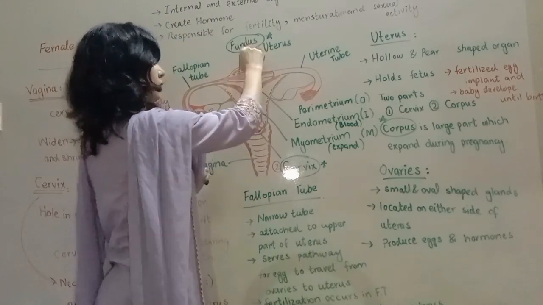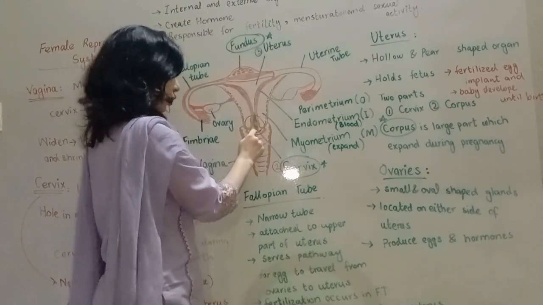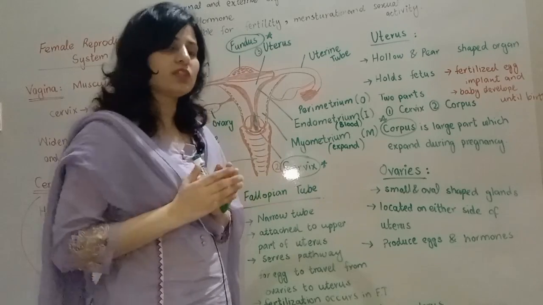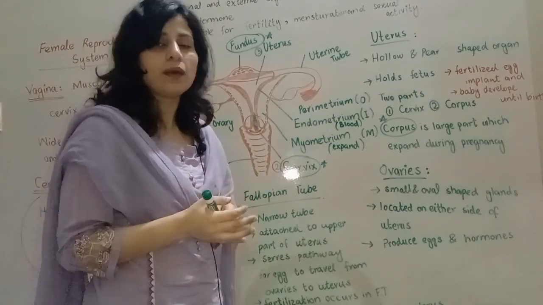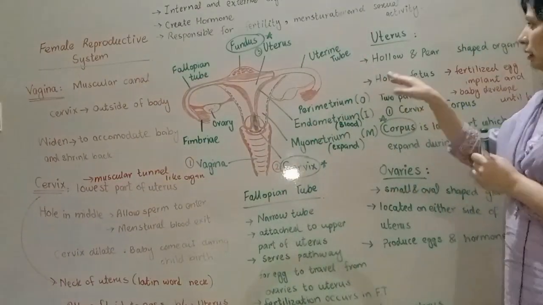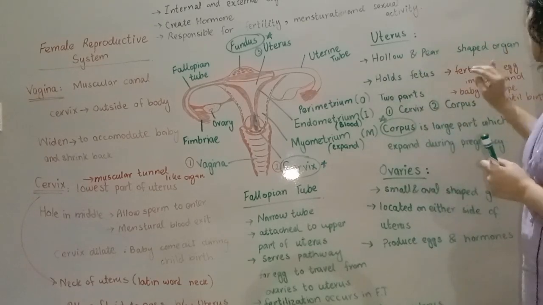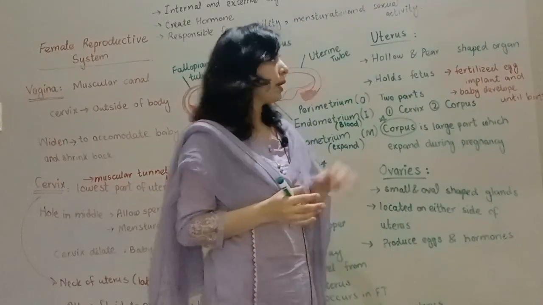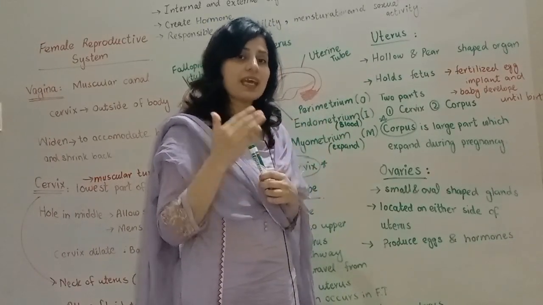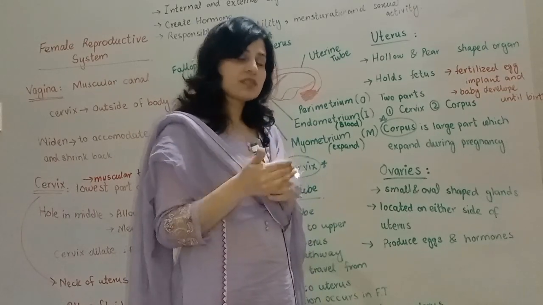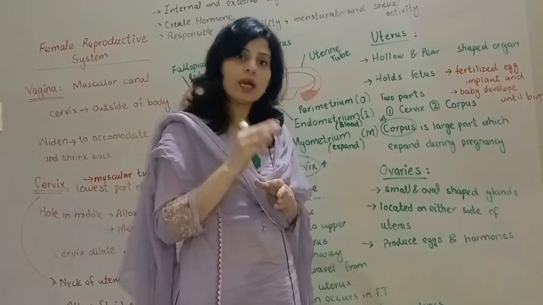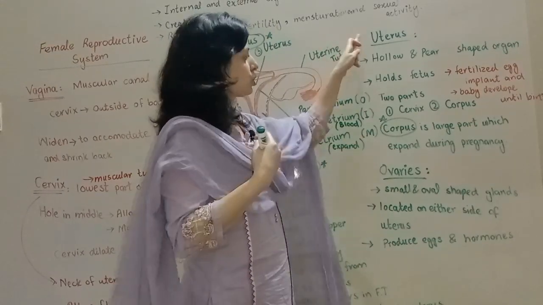This is the uppermost section of the uterus, the fundus. This is the lowest section, the cervix, and the corpus is the largest part, or the main body, of the uterus, which expands during pregnancy. The uterus is a hollow, pear-shaped organ. It is the place where your fertilized egg implants and your fetus grows until childbirth. The uterus holds your fetus.